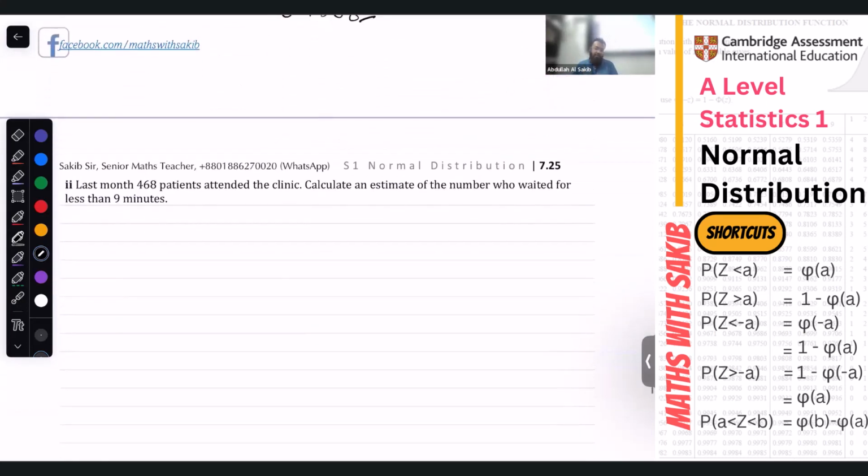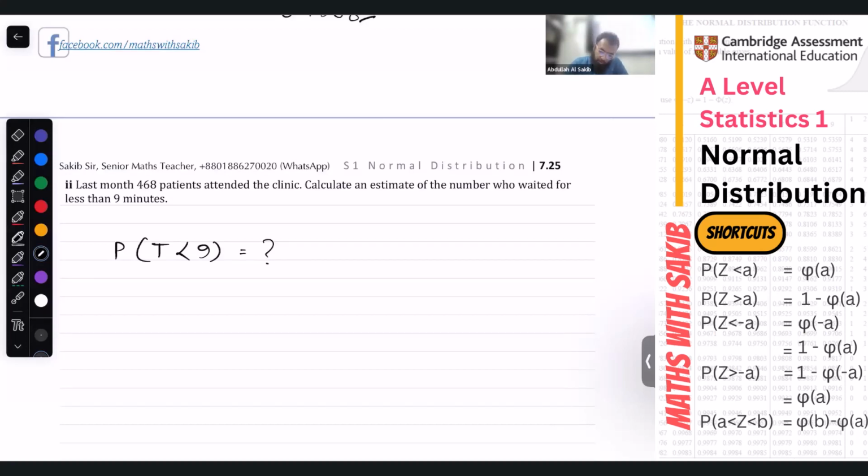Last. Number 2. So this is our last math of today's class. Last month, 468 patients attended the clinic. So this is the continuation of the previous. Calculate an estimate of the number of patients who waited less than 9 minutes. That means it's about estimation. So first we need to find the probability that patients took less than 9 minutes.